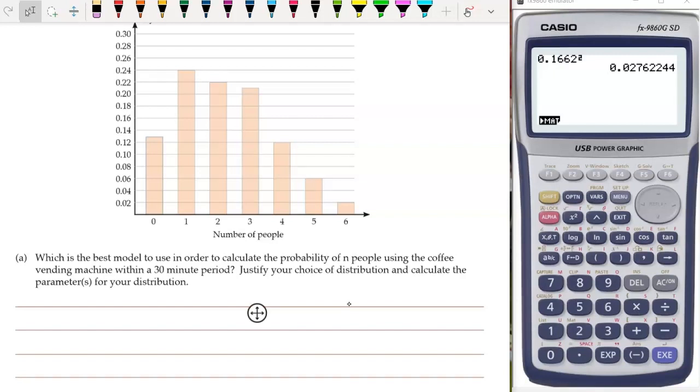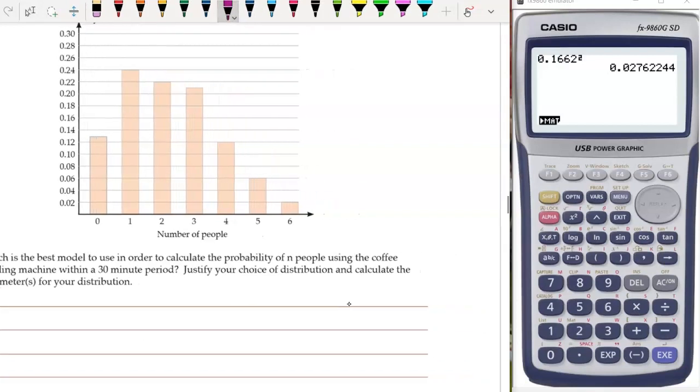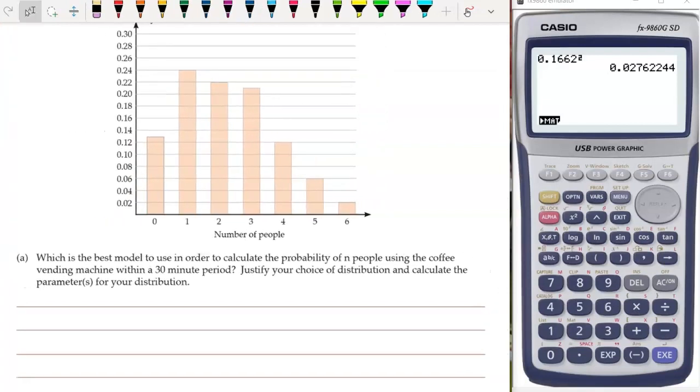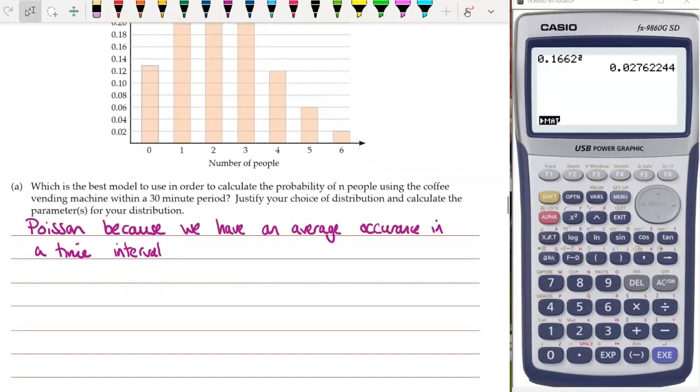Okay, the next bit asks us what's the best model to use in order to calculate the probability of n people using the coffee machine within this 30-minute period, and then justify your choice of that distribution along with the parameters. So a Poisson, oops, wrong pen. Let's go with a Poisson distribution. Because we have got that average number of things over a time interval. And we'll put in the justification.